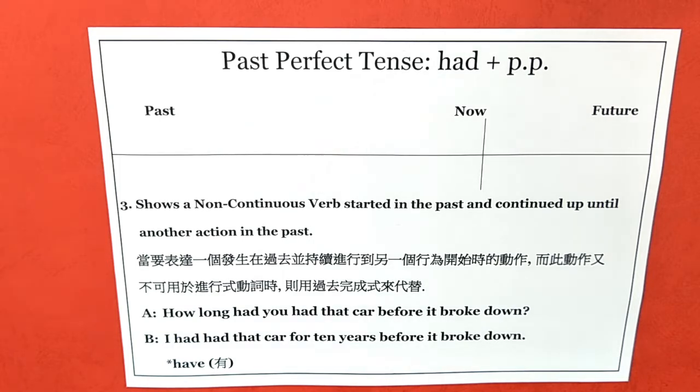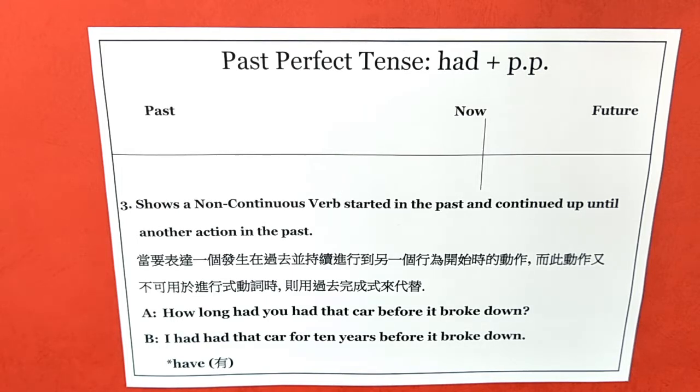All right, remember the non-continuous verbs. English has many verbs that are non-progressive. There is no verb ing. For example, I have a dog. I do not say I am having a dog. That is wrong. I have a dog.